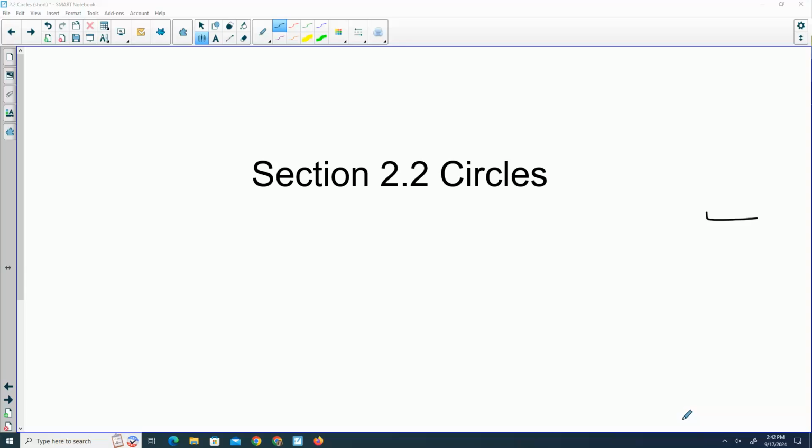So I did print these notes knowing that we would have a short class to kind of help us speed things along.